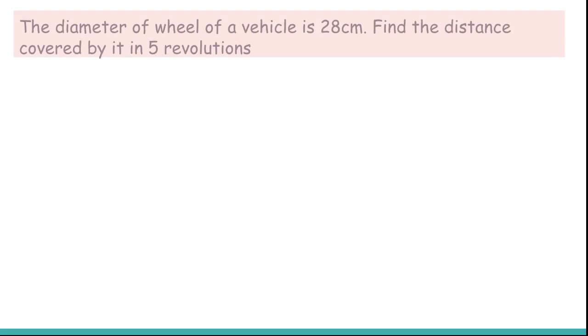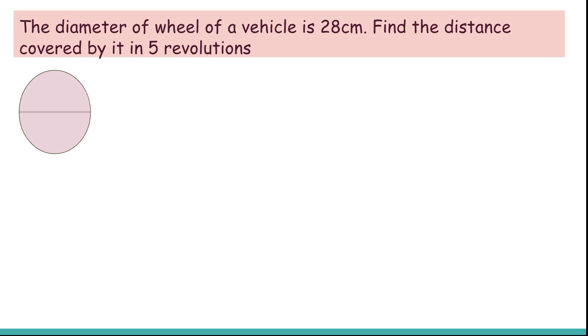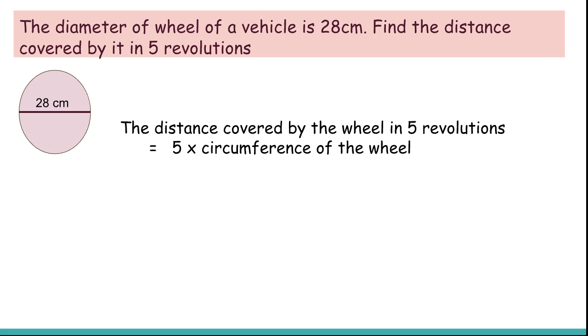Next example, the diameter of a wheel of a vehicle is given as 28 centimeters. Find the distance covered by it in 5 revolutions. What does the word revolution mean? Revolution means one complete round. One complete round in the sense one complete circumference, one time circumference. So here 5 revolutions is given, which means 5 times the circumference of the wheel. So the distance covered by the wheel in 5 revolutions is equal to 5 into circumference of the wheel.